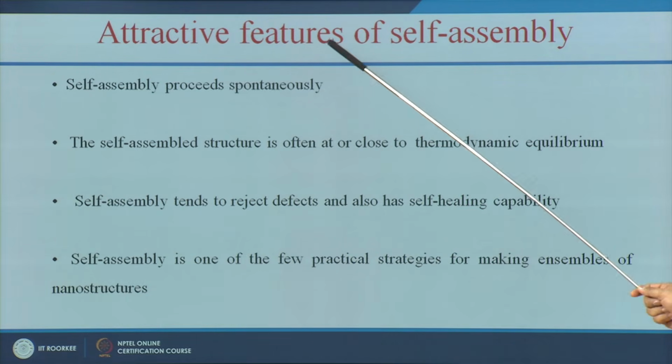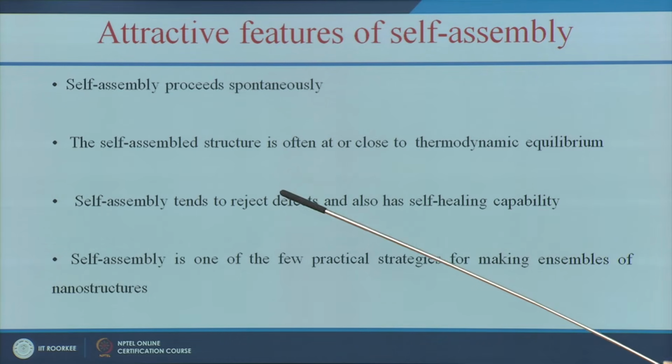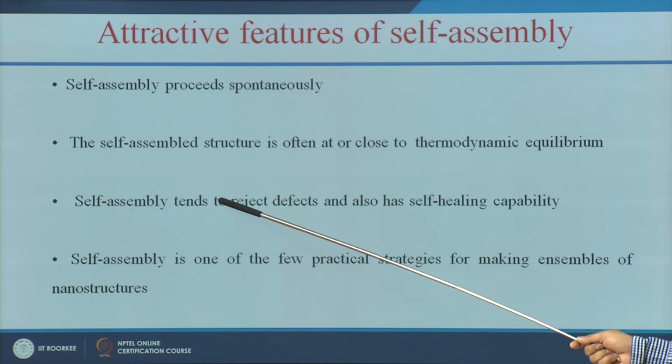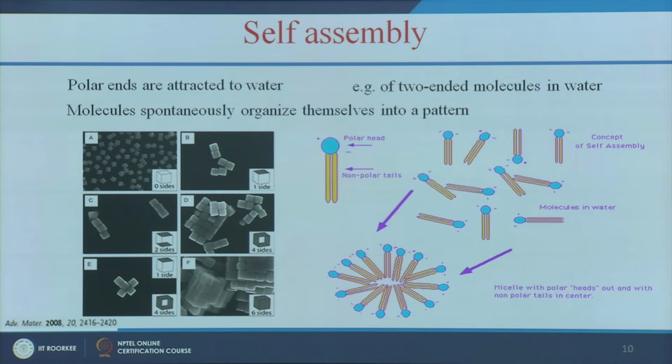So what are the attractive features of self assembly? The self assembly proceeds spontaneously and it is often close to thermodynamic equilibrium. And it rejects the defects and also has a self healing capability, and self assembly is one of the few practical strategies for making nanostructures. Let us see some other examples.